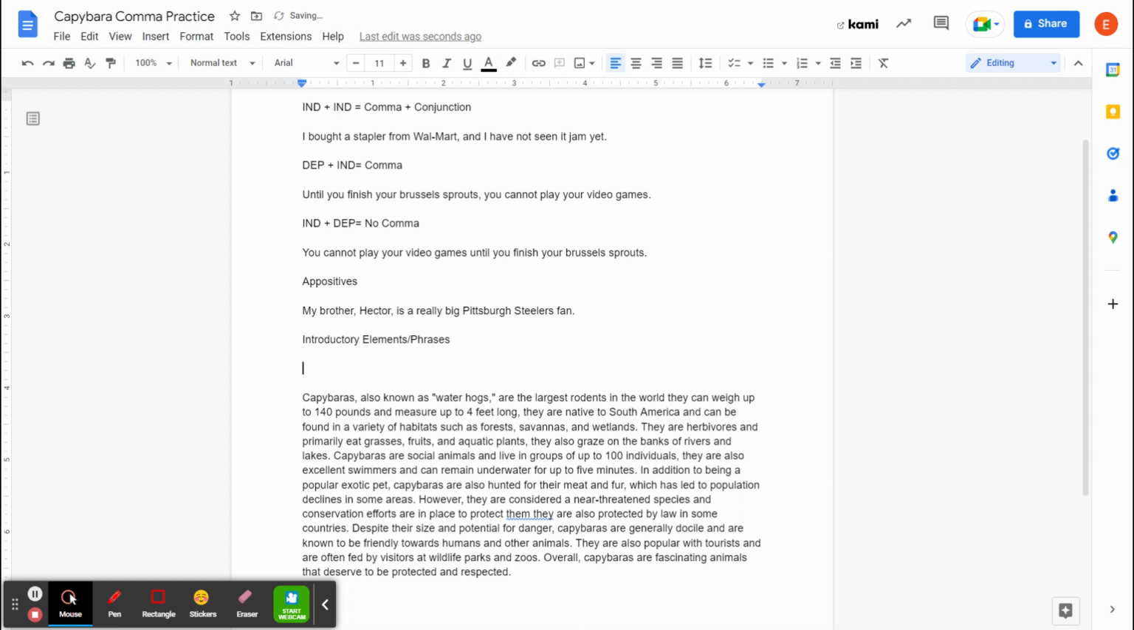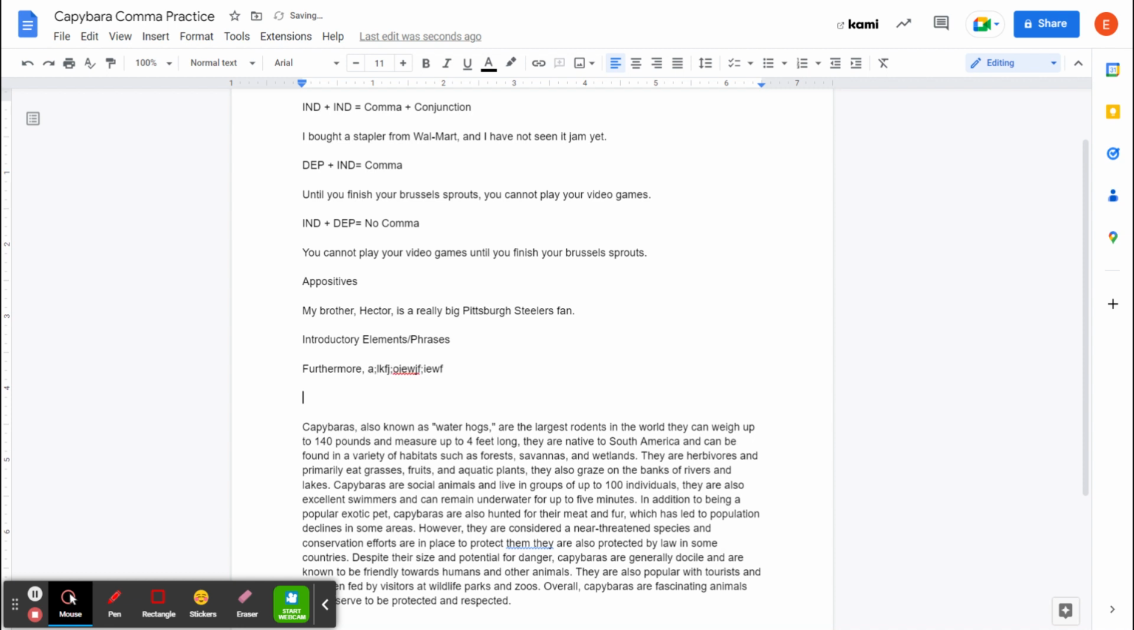Okay. And then the last one that I want to talk about is introductory expressions, phrases, elements. So this can be an introductory word like furthermore. Okay. It could be an introductory phrase, usually a prepositional phrase. So, for example, outside the window, there is a cat. Okay. So, prepositional phrase, introductory phrase.